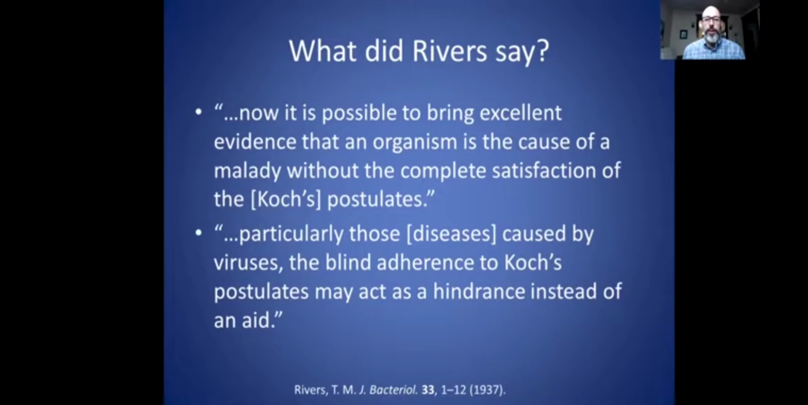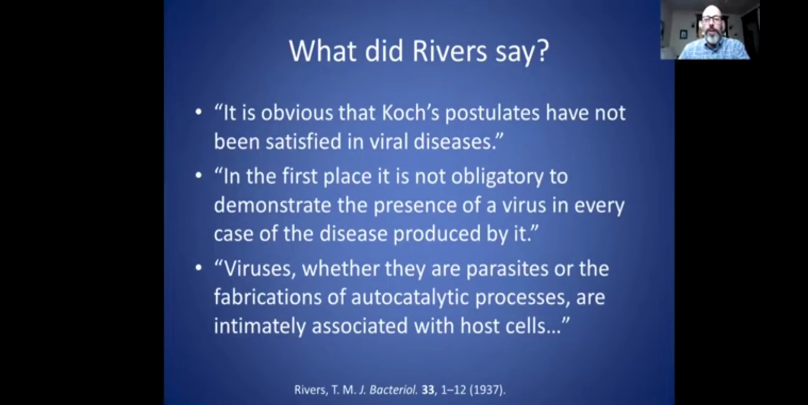Next quote is, "particularly those diseases caused by viruses, the blind adherence to Koch's postulates may act as a hindrance instead of an aid." Well, I think this indicates that he may have been looking for a little bit of a shortcut, that maybe it was difficult to perform some of the steps, and this makes it a little bit easier to prove a virus is the cause of disease. And it's not good to let your outcome affect your reasoning when determining these things, but I'll still accept the Rivers criteria as valid. He said, "It's obvious that Koch's postulates have not been satisfied in viral diseases."